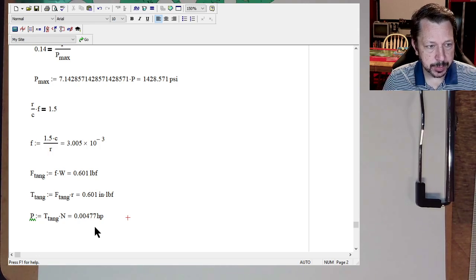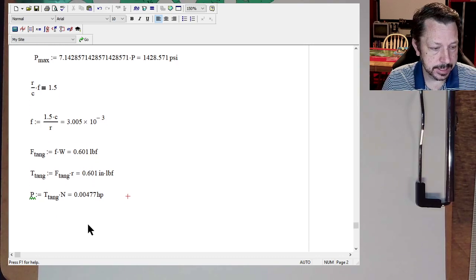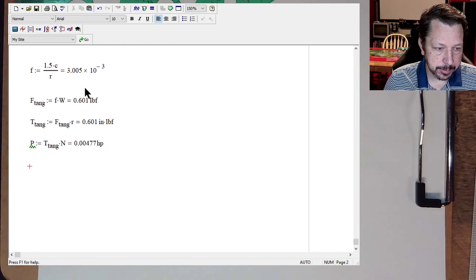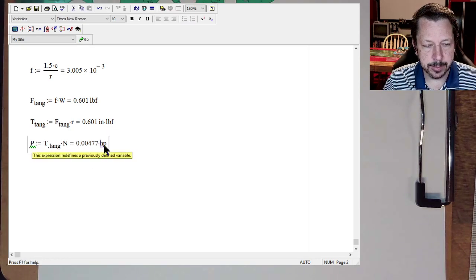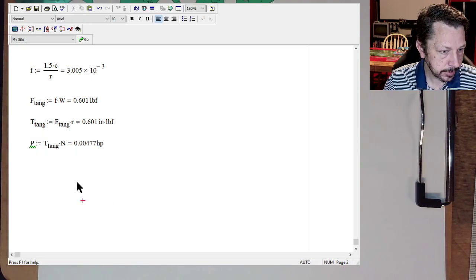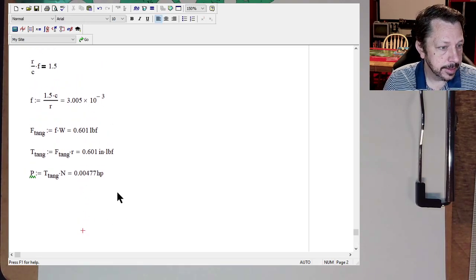But we have super tight clearances, so we do have to worry about heating up the fluid and all that kind of stuff with these tight tolerances. But that would be a way to calculate horsepower loss, or you can put it in any other kind of power loss, watts if you wanted to, but in Mathcad anyway.